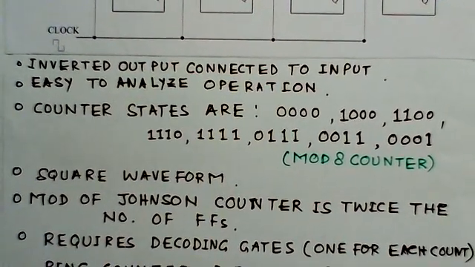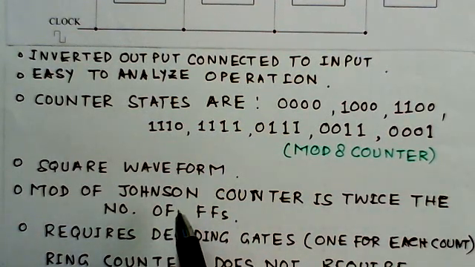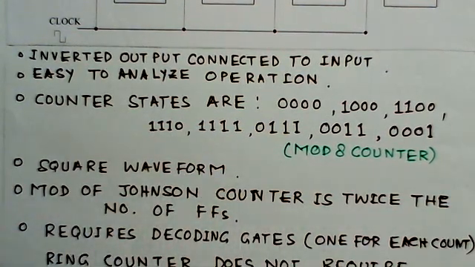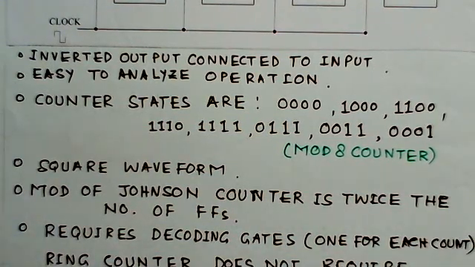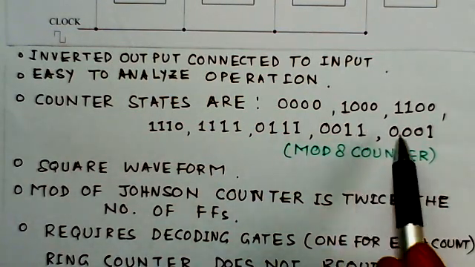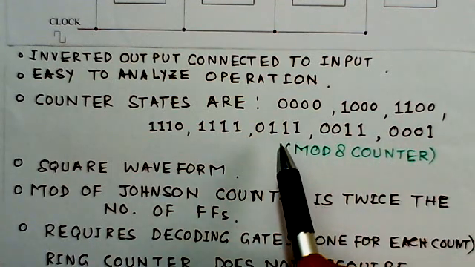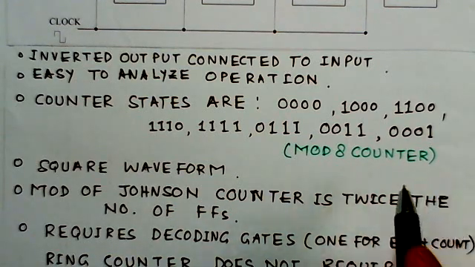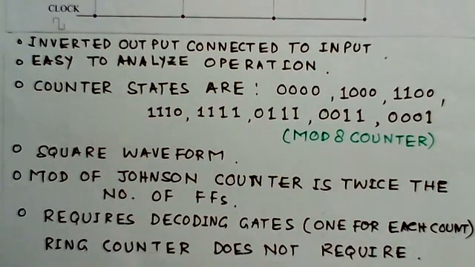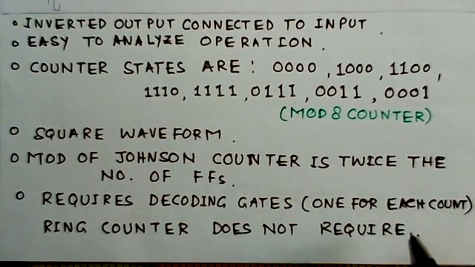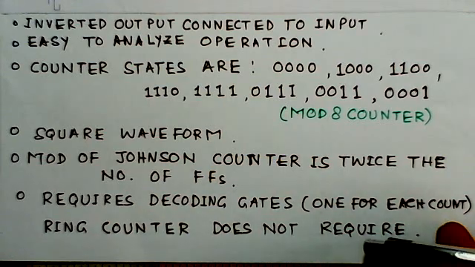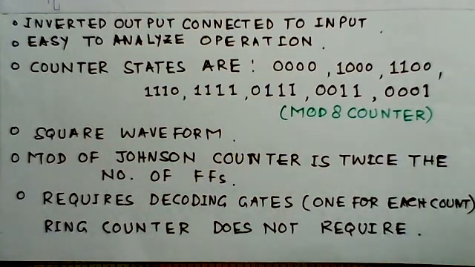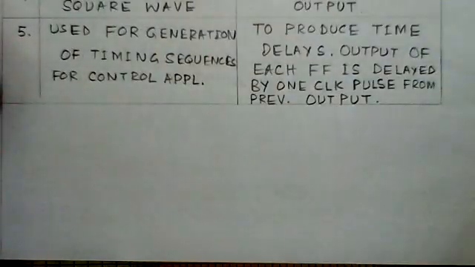This Johnson counter gives us a square waveform, and the modulus of a Johnson counter is twice the number of flip-flops. That means here we are taking the number of states as 8, while the ring counter has 4 states only while using 4 flip-flops. So this needs fewer flip-flops, and requires decoding gates, 1 per each count. Here decoding gates are needed for this kind of counter, while the ring counter does not require any decoding gate.